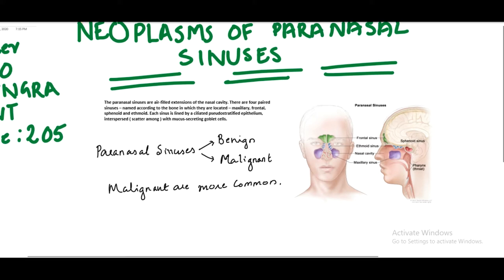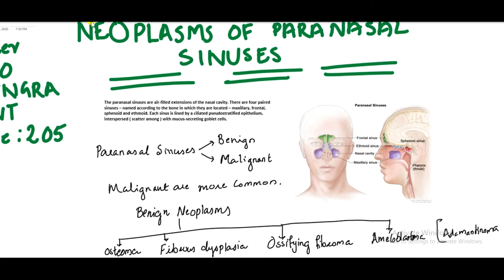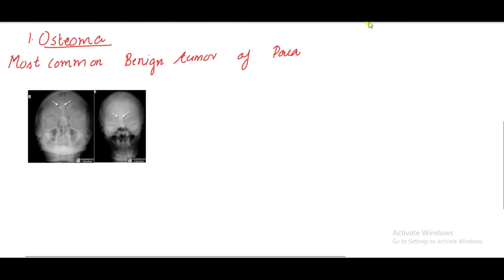The tumor can be benign or malignant. Malignant is more common. Benign neoplasms include osteoma, fibrous dysplasia, ossifying fibroma, ameloblastoma or adamantinoma. You can see here. And osteoma is the most common benign tumor of paranasal sinus.